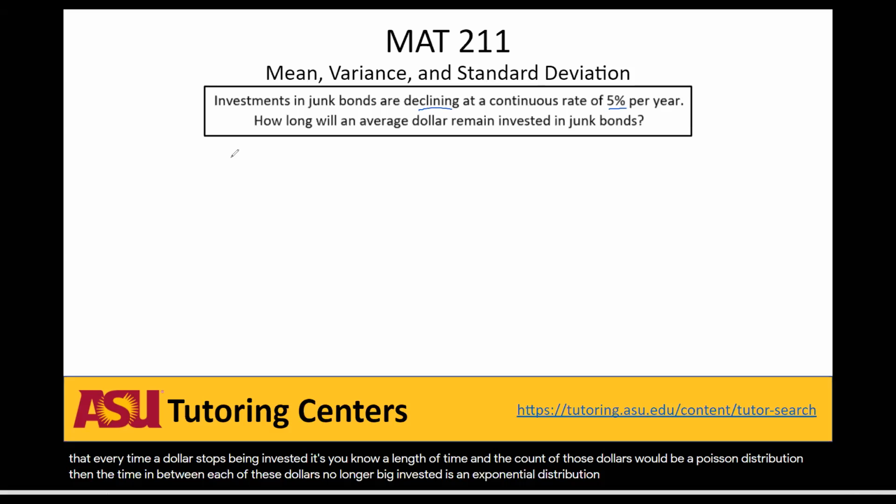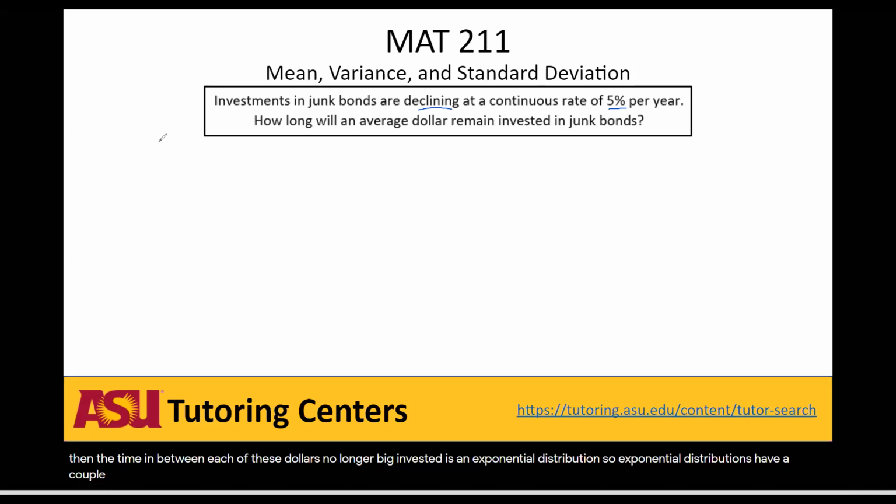Exponential distributions have a couple of things. The main parameter here is what we generally term as lambda, which is the rate of the distribution. That rate is going to be our 5% here, but we're going to write it as a decimal, so 0.05.